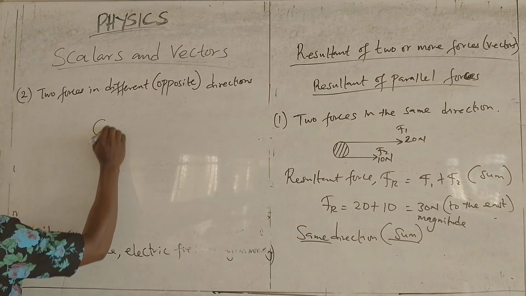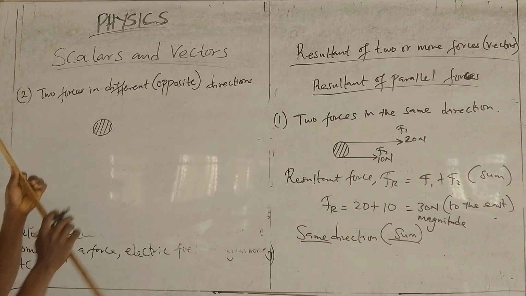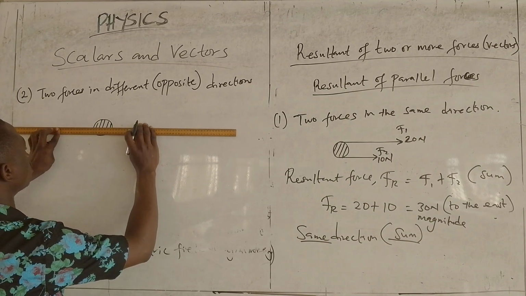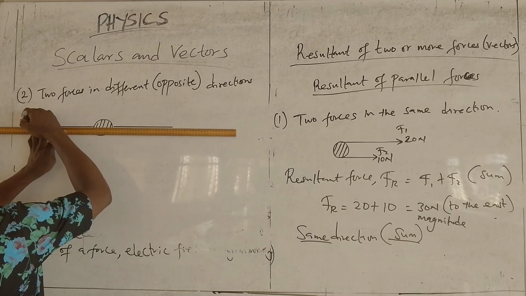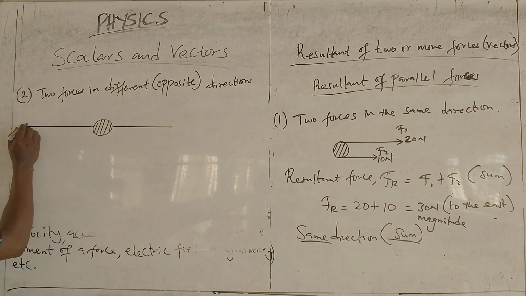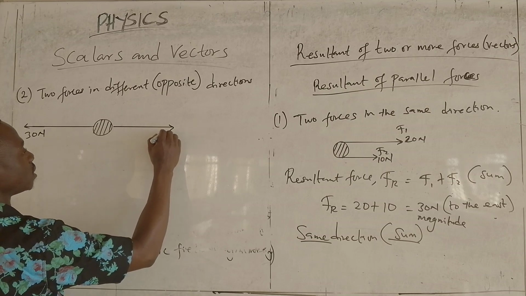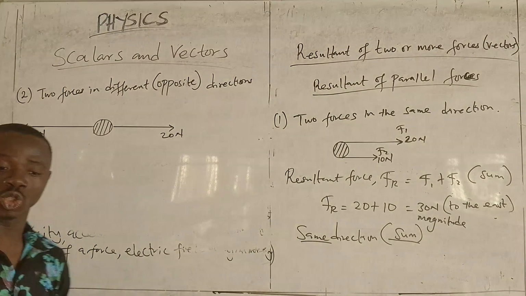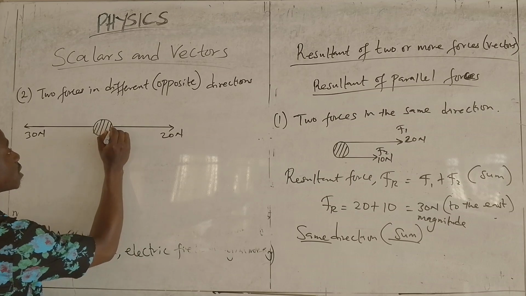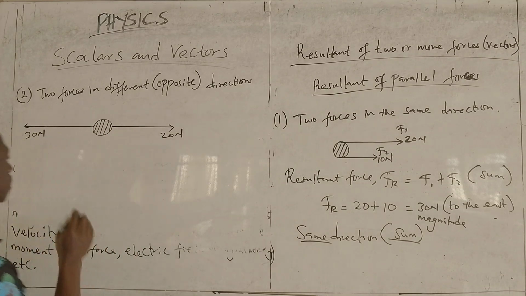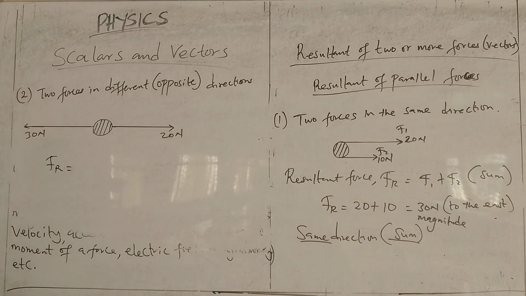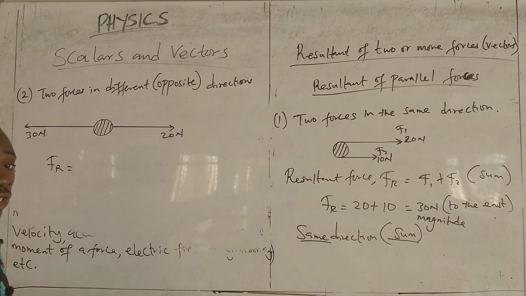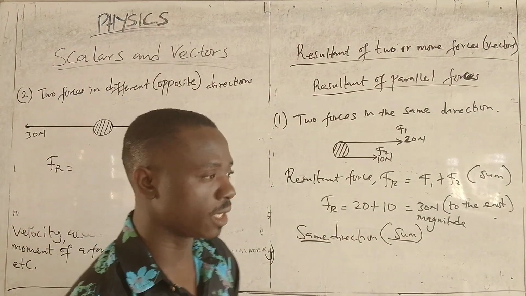So this is a particle again. And this particle is being acted upon by two forces, one to the right hand side and the other to the left hand side. Okay, assuming this to be 30 Newton and this one to be 20 Newton. So what do you think the resultant is going to be for these two forces? Okay, so resultant FR is going to be what? Now this time around you are going to find the difference between the two forces since they are in different directions.